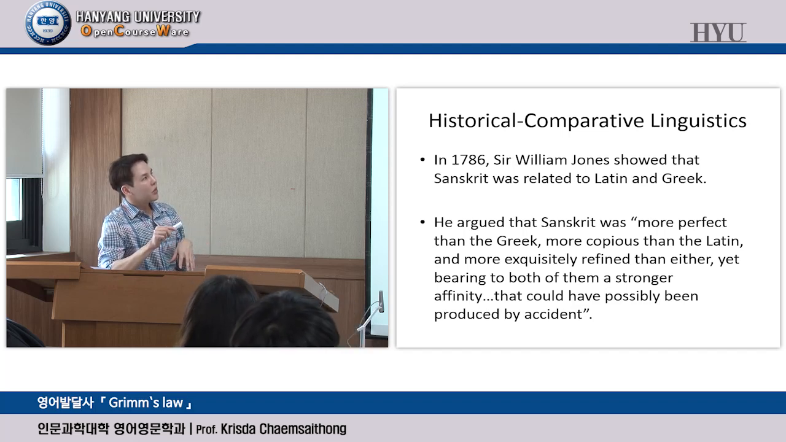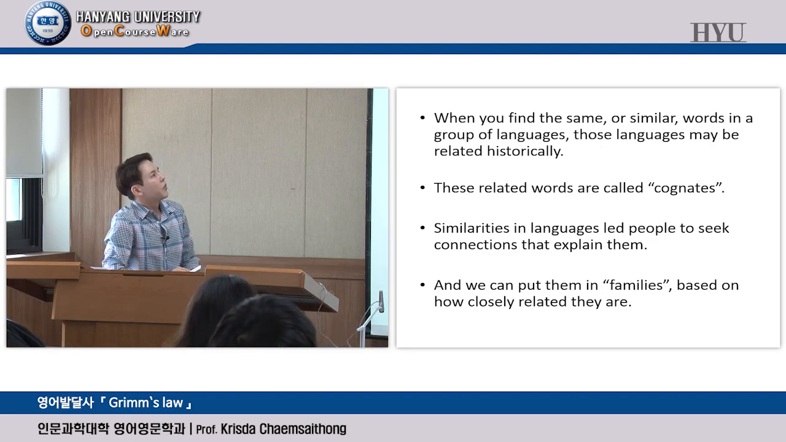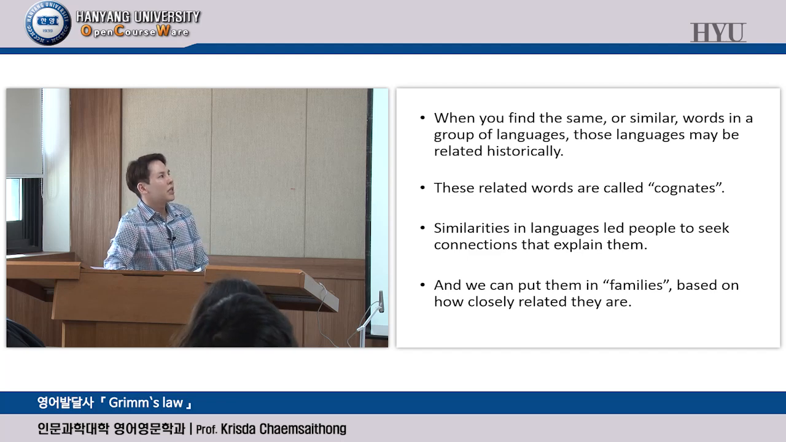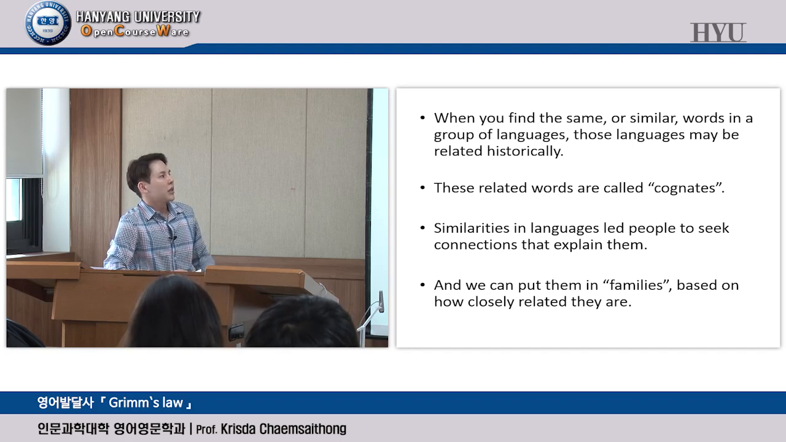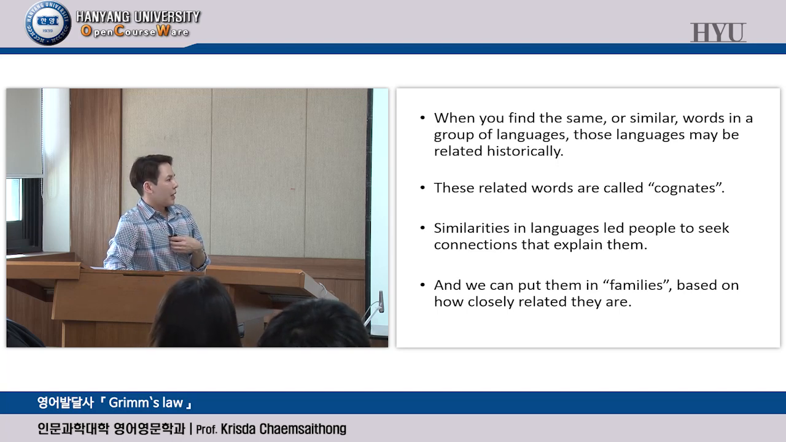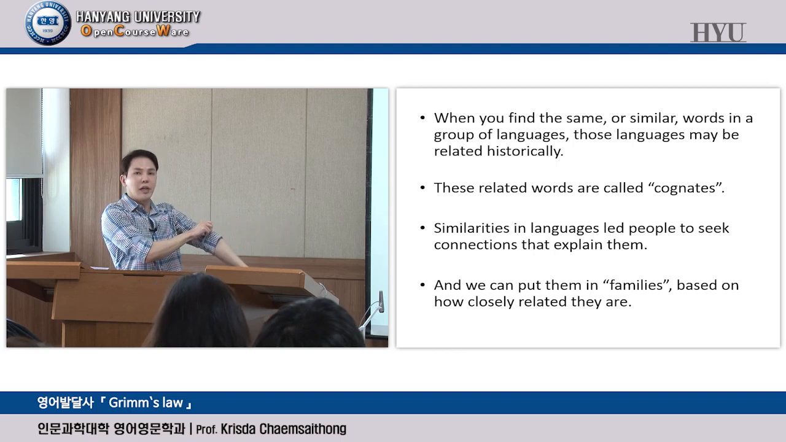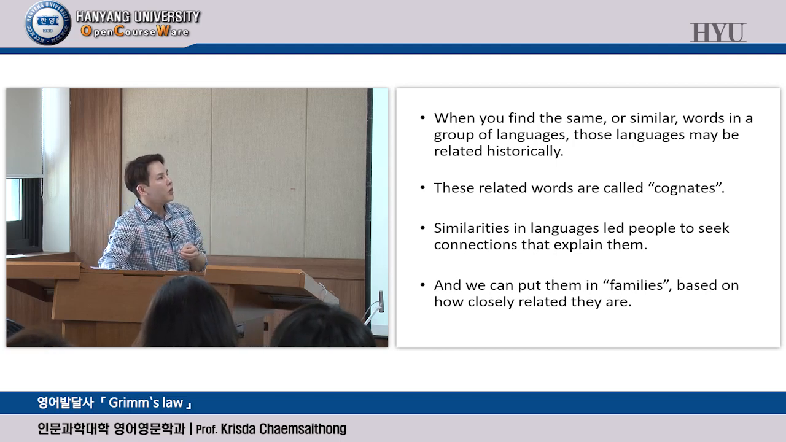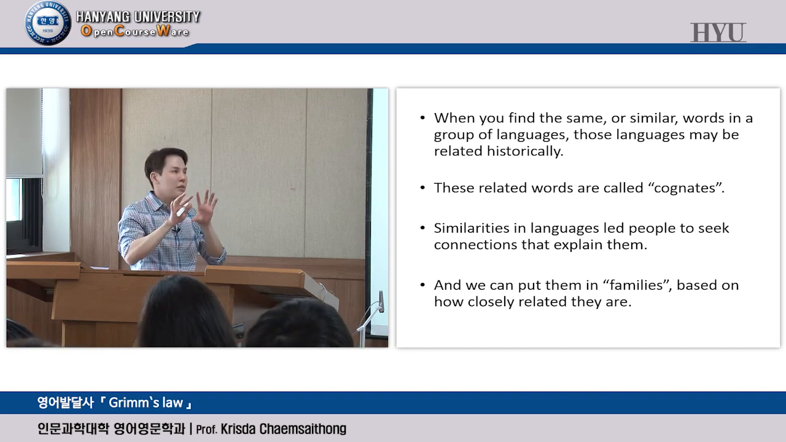So modern linguistics starts with historical comparative linguistics, where they really study and compare languages. And when you find the same or similar words in a group of languages, those languages may be related historically. And those similar words are called cognates. Why do we say maybe, right? Similarities in languages led people to see connections that explain them, just like what interested Sir William Jones, right?